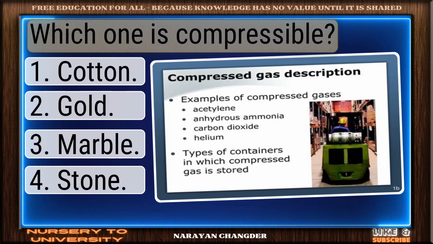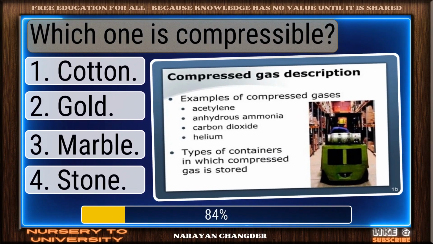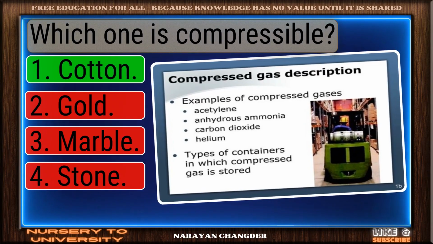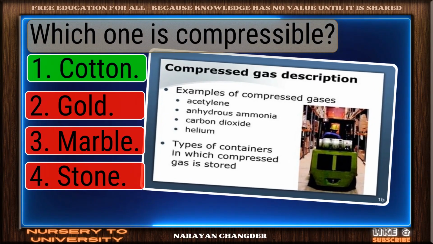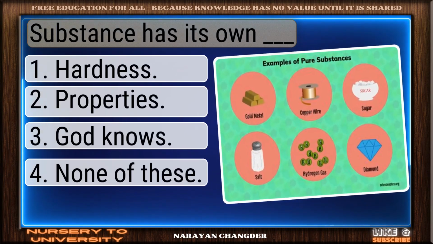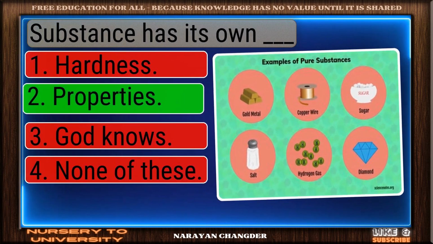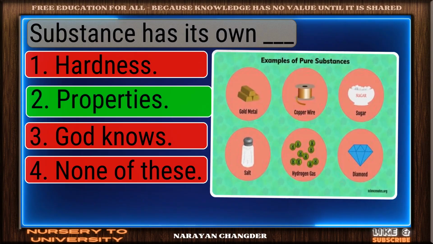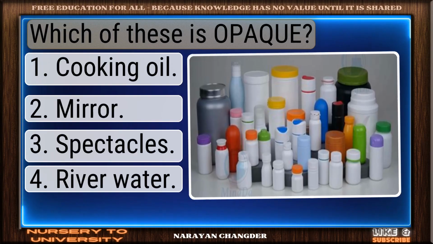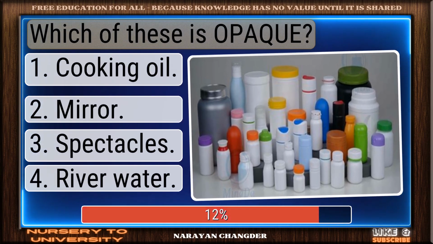Which one is compressible? Excellent. Cotton is a brilliant choice. Substance has its own dash. Great job. Properties is the accurate answer. Which of these is opaque?